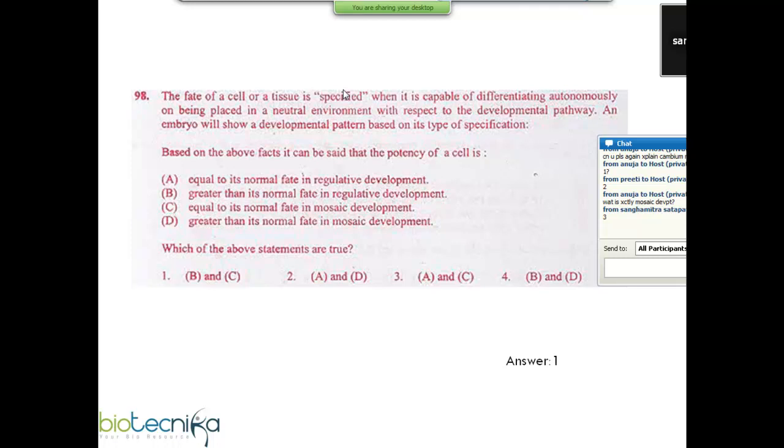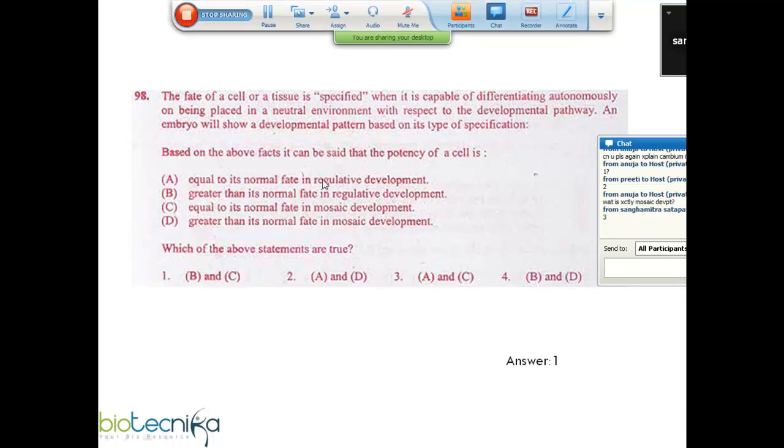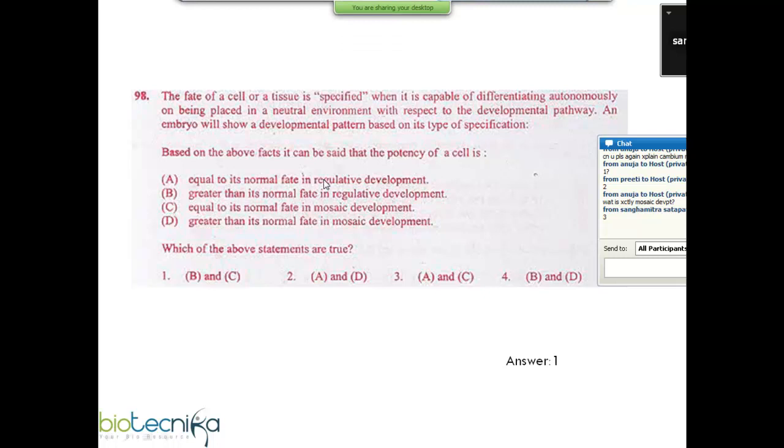So I can go for equal to normal fate, I can cross it. Definitely it is not going to be the same in an uncontrolled and then controlled manner. So it can be greater than normal fate in the regulative development. Definitely if everything is regulated, for sure, I can keep the option B. So by having B, I am going to cross 2 and then 3. Okay? So what does it mean? Potency of a cell greater than its normal fate in regulated development.